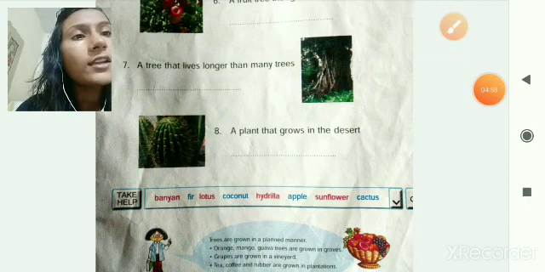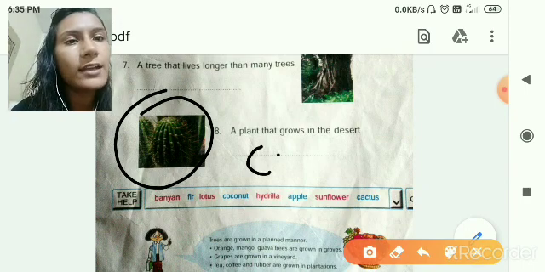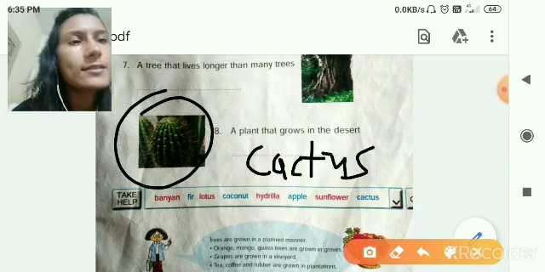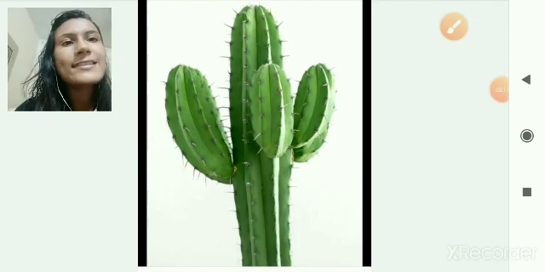Then a plant that grows in the desert, that is cactus. Here you can see this image of cactus. So write here the spelling of cactus, C-A-C-T-U-S. So this plant grows in the desert area, that is cactus. You can see here the image of cactus.